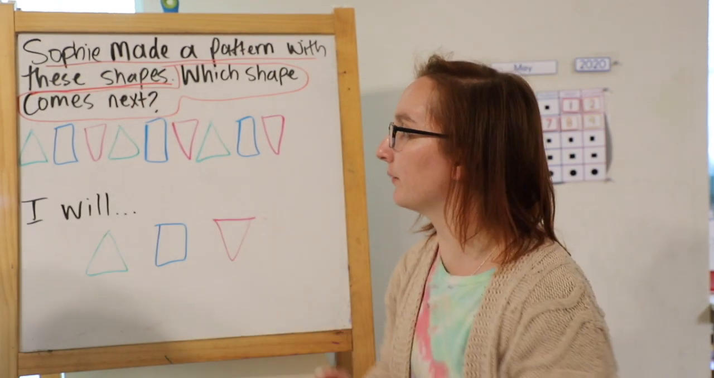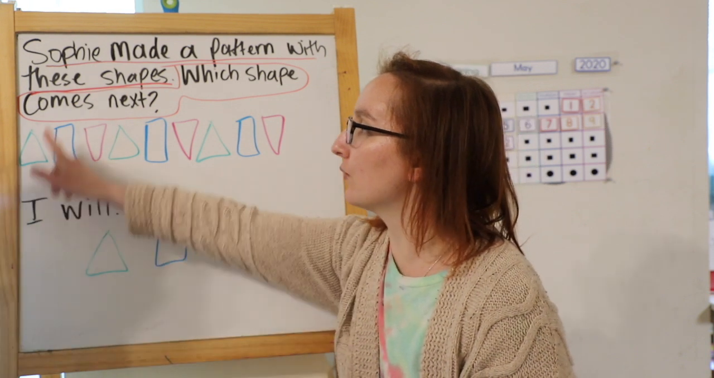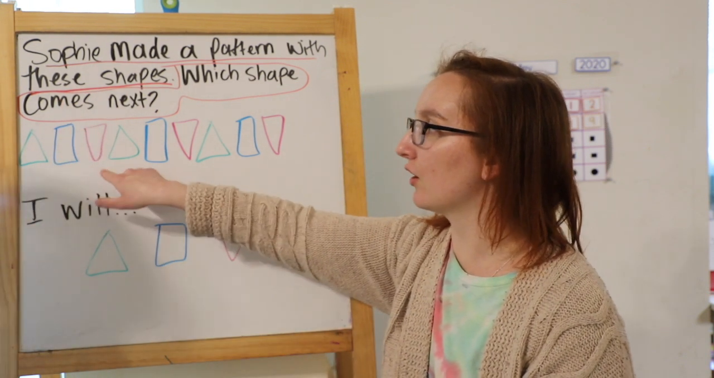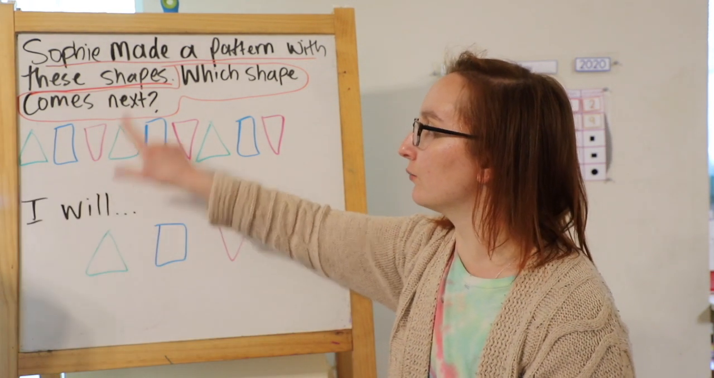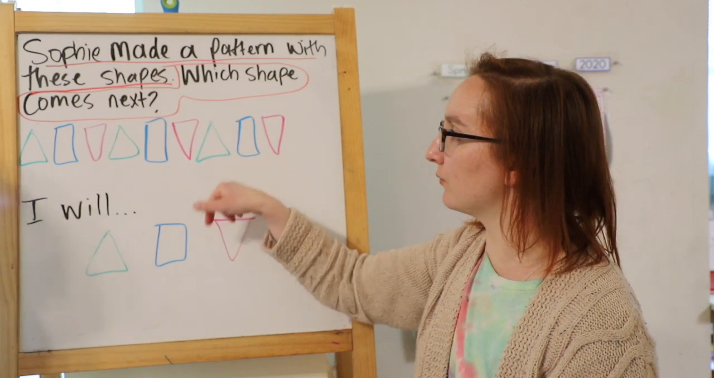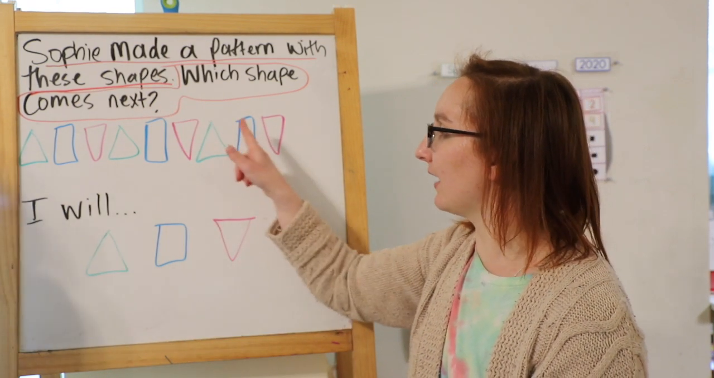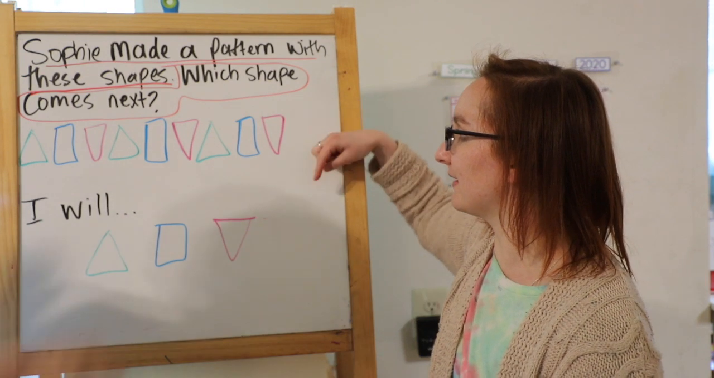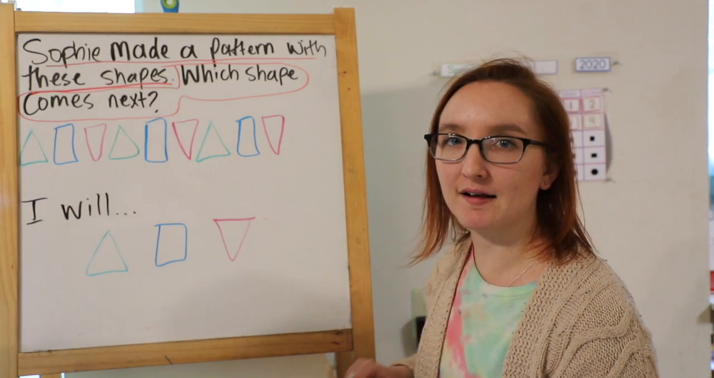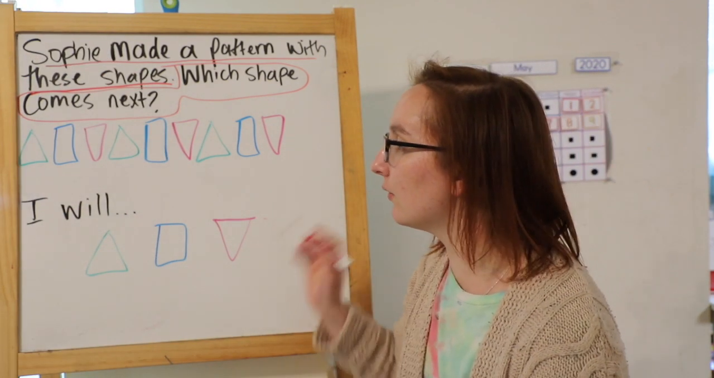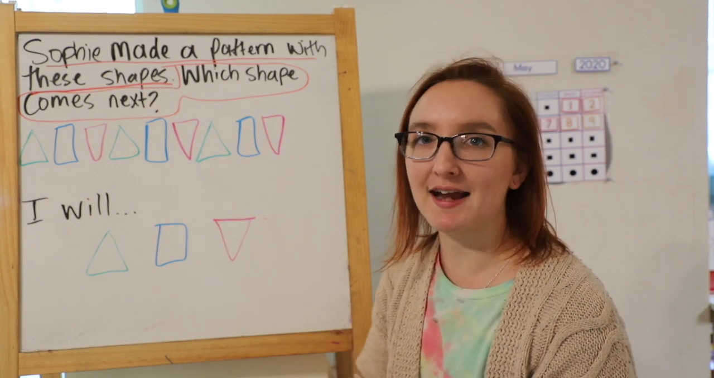So let's look at our pattern again. We have cone pointing up, cylinder, cone pointing down. Cone pointing up, cylinder, cone pointing down. Cone pointing up, cylinder, cone pointing down. What comes next? Well, we're going to continue our pattern to find out what comes next.